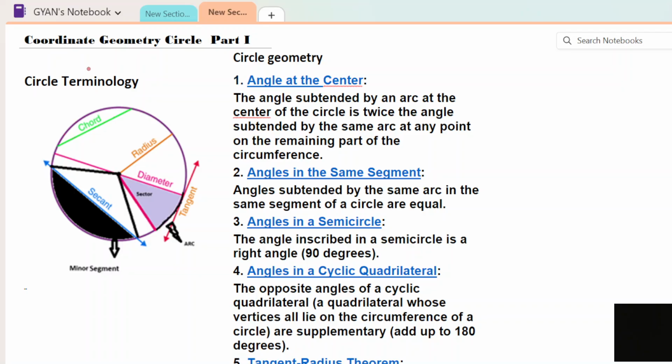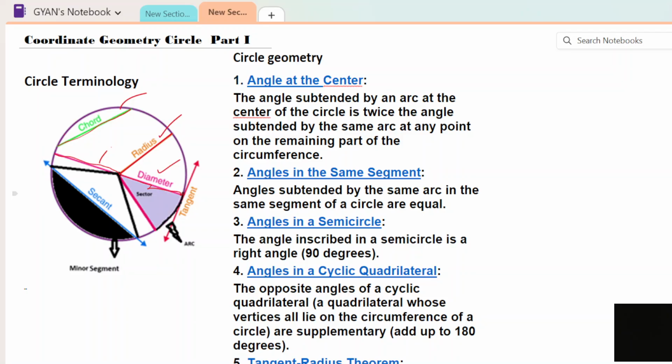First, we'll learn about circle terminology, which we already know. The line from the center to the arc is called the radius. A line that passes through the center and meets the arc is called the diameter. Any line other than the diameter is called a chord.